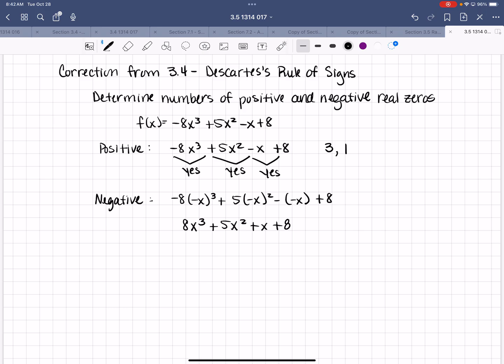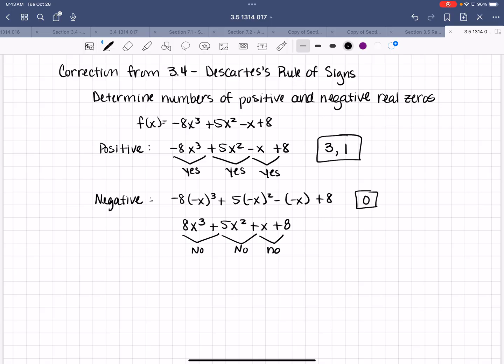Now we look at those sign changes. I went from 8 to 5. There's no change. I went from 5 to 1. There's no change. And I went from 1 to 8. There's no change. Okay, so the possible number of negative real zeros is 0.